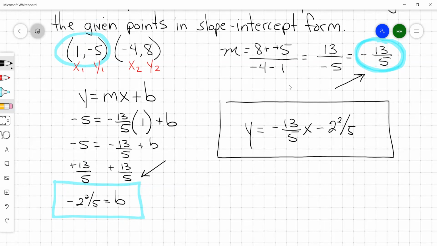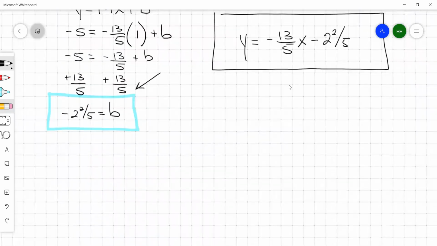Can you guys handle that? Any questions on writing any of those equations? All right, your assignment for today then is going to be on page 202, 13 through 30. Page 202, 13 through 30.